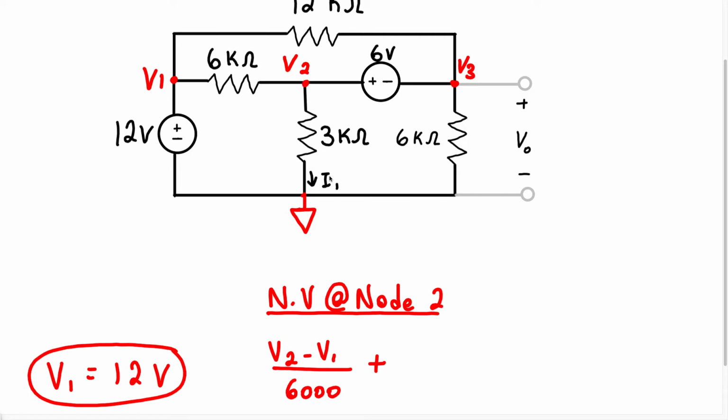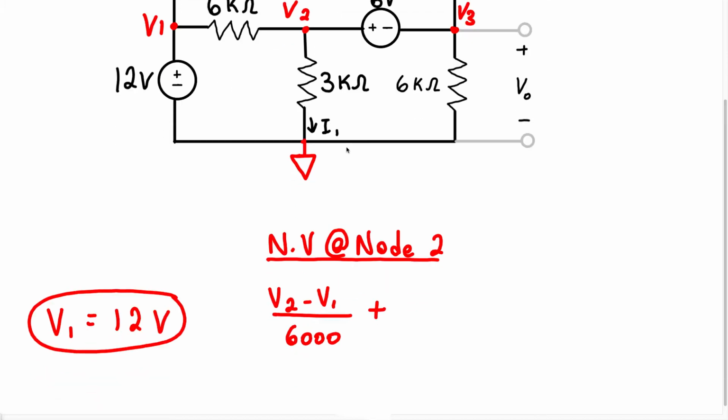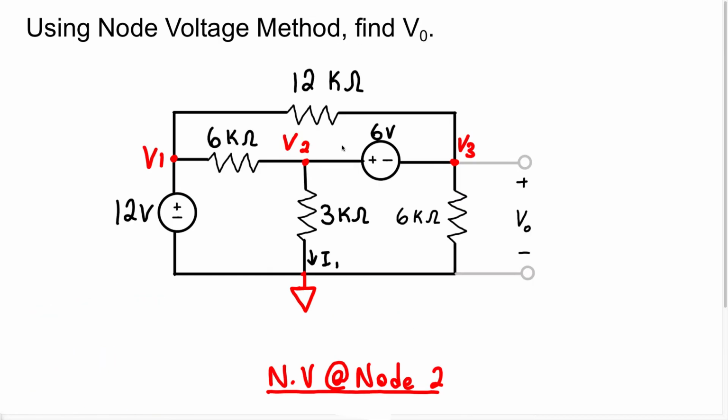So we're not going to write it in terms of I, but we're actually going to write it in terms of Ohm's law. We always want to write it in terms of the voltage over resistance if we do not know the current. So we're going to write V2 over 3,000, plus we're assuming that the current is now going to flow in this direction, right? Because we always assume the current is flowing away from the node.